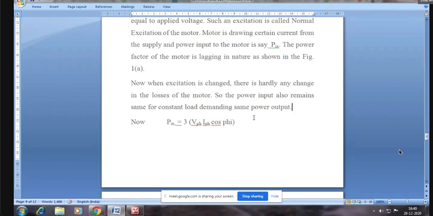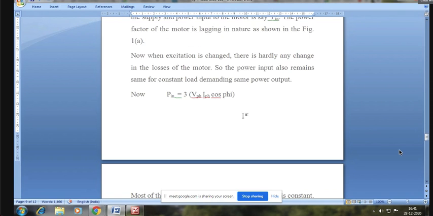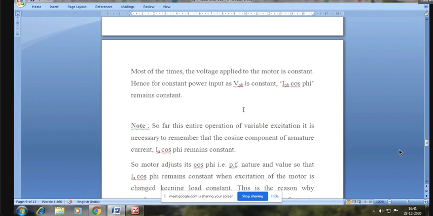Now, power input is 3 times VPH IPH cos phi, where phi is the angle between the applied voltage and the armature current or the stator current. It's okay? Most of the time, the voltage applied to the motor is constant. Therefore, constant power input means IPH cos phi remains constant. Is this point clear? When I say power input is constant for a constant voltage, it means that IPH cos phi is constant. Correct?